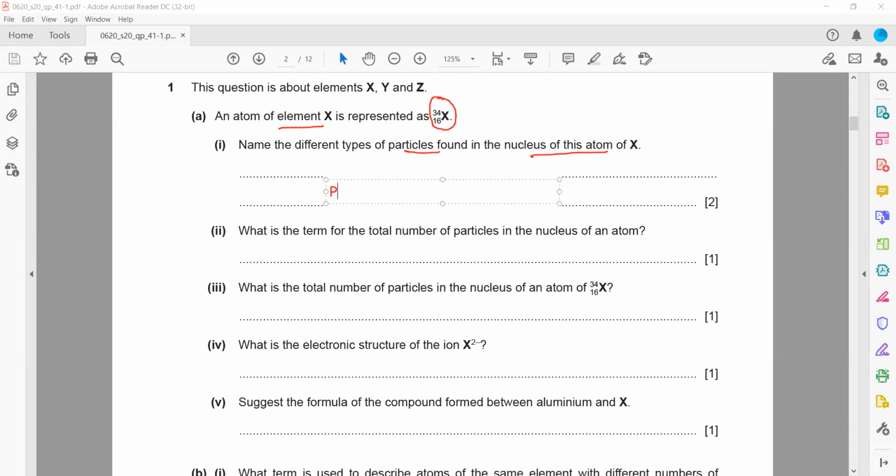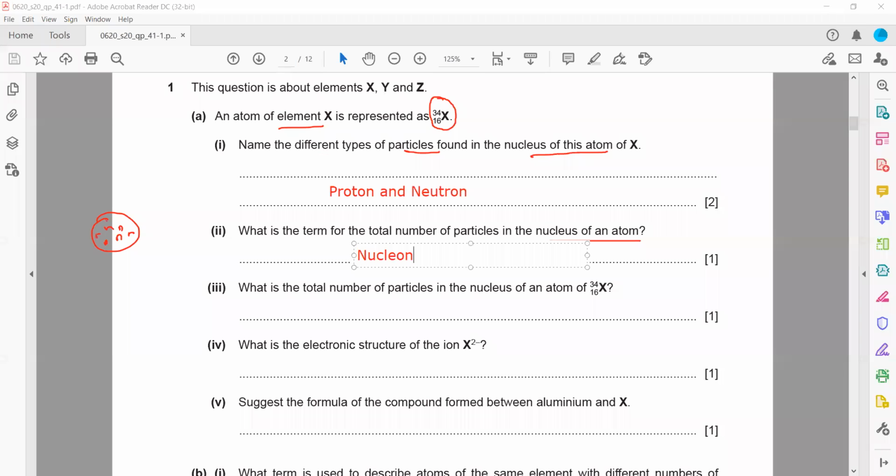What is the term for the total number of particles in the nucleus of an atom? What do we call that? How many neutrons and protons are there in the nucleus? So we use the term nucleon number. Mass number can be used, or it can be a nucleon number, which shows the total number of neutrons and protons.